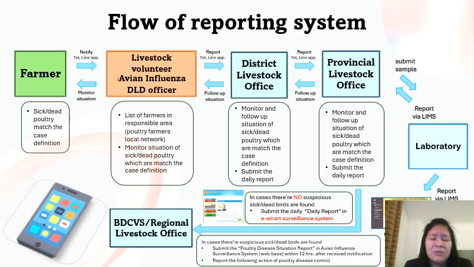So if the case is positive, there is an SOP or guidelines that the officers have to follow. And of course, because it's a zoonotic disease, they will be collaborating with the people from the public health sector as well to control and contain the disease.